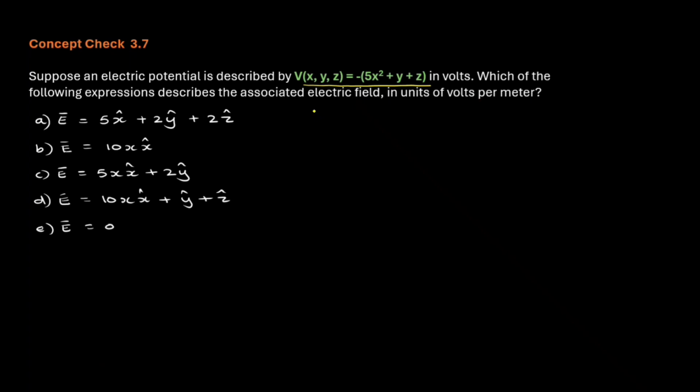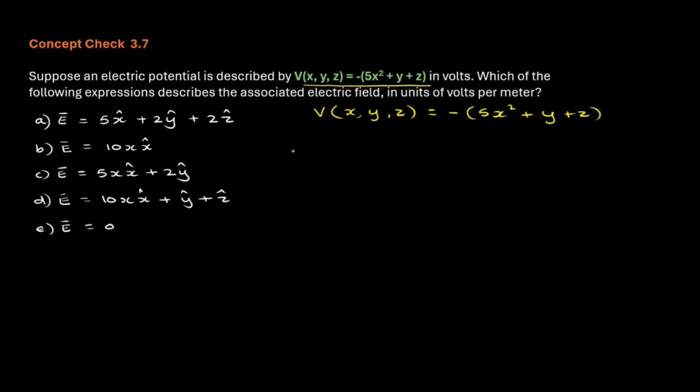So here I have the three-dimensional potential function V of x, y, z equal to minus 5x squared plus y plus z. And we need to find which of these expressions for electric field corresponds to this potential. We know we can find electric field by taking the negative derivative of the potential function. So I will find the x, y, and z components of the electric field by taking partial derivatives of V with respect to x, y, and z.